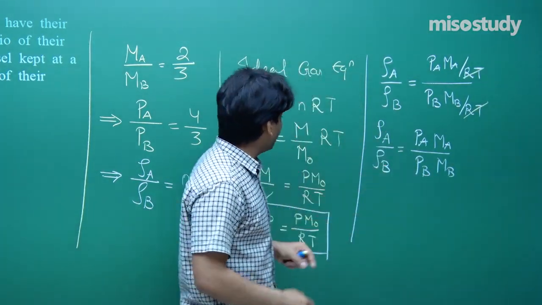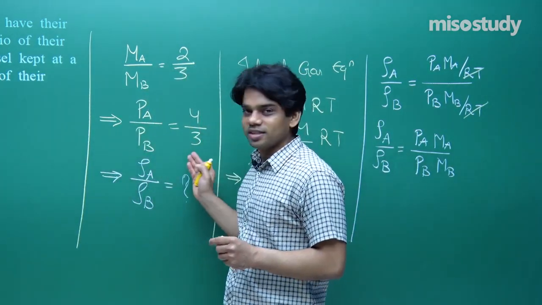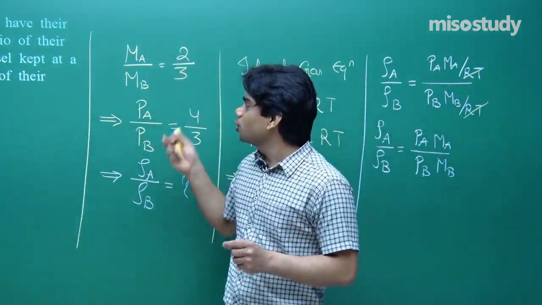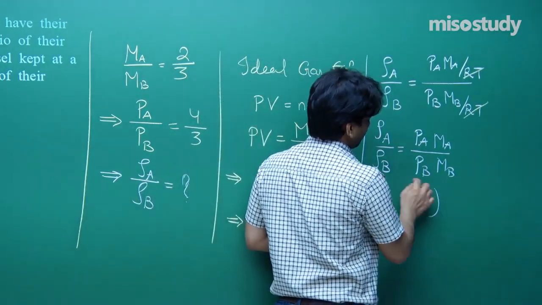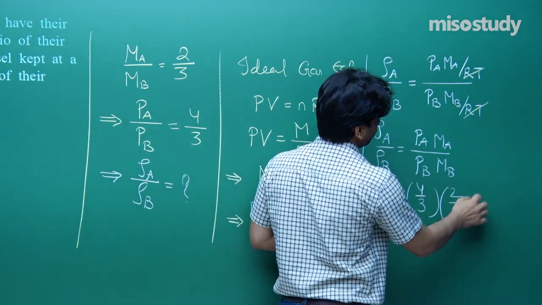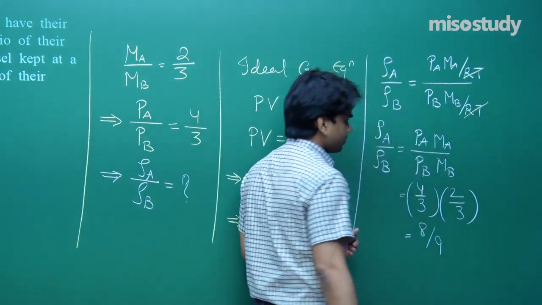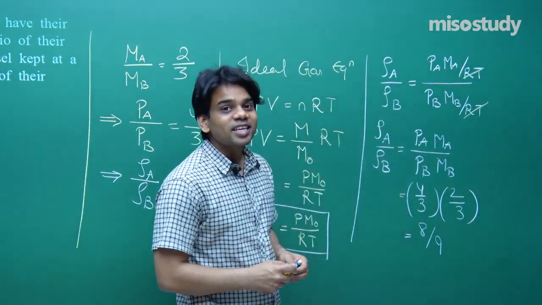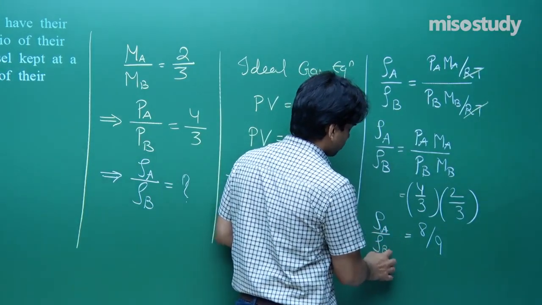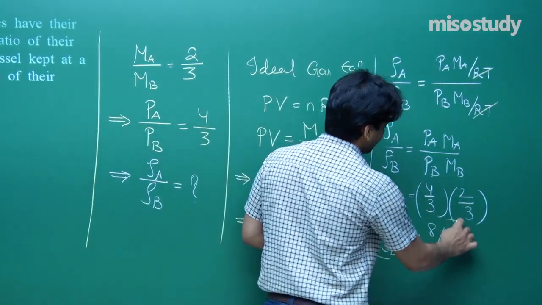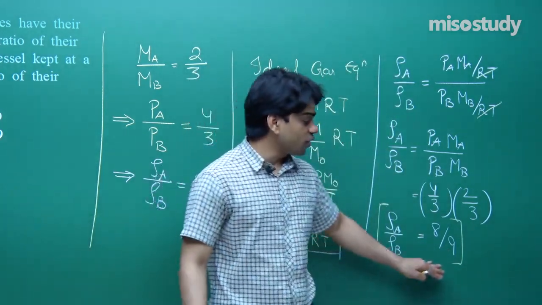Pressure of A upon pressure of B, that is what I have written, that is given as 4/3, and MA upon MB will be 2/3. So 4/3 multiplied with 2/3, 4 into 2 is 8, 8 upon 9. Done. So that means the density is in the ratio 8:9, ρA by ρB.